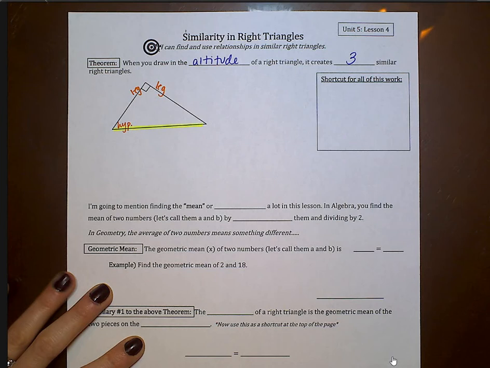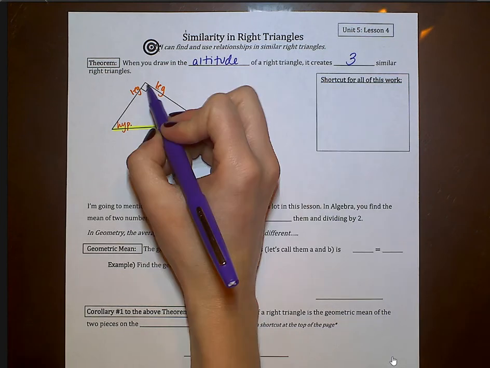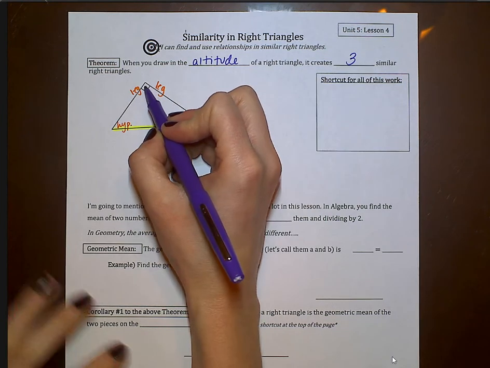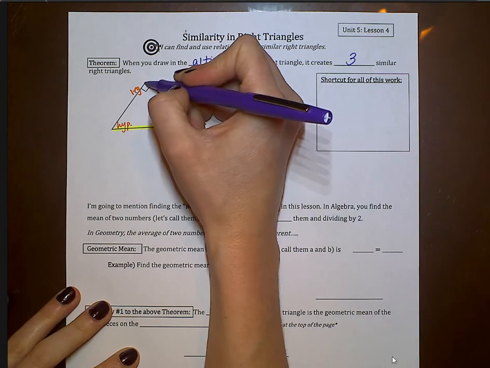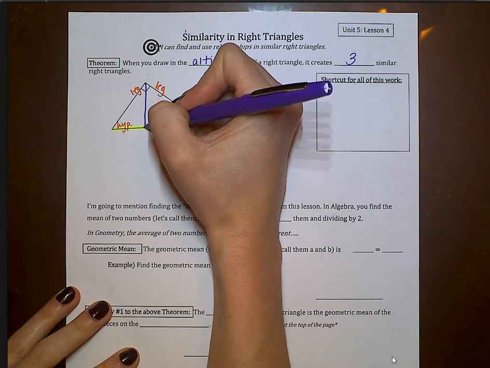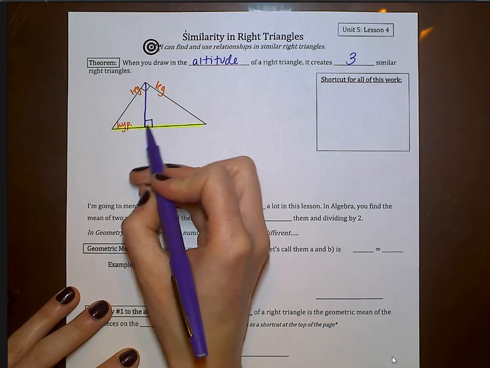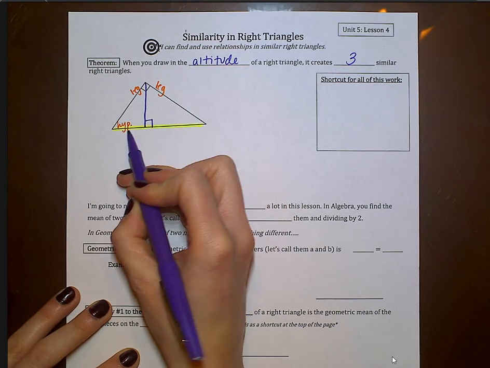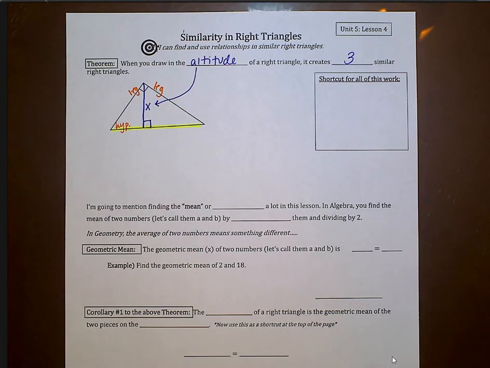Okay, to draw in the altitude, you start at the right angle, and I positioned it up top so it drops down nicely. You start at the right angle and you drop in a piece that's perpendicular to the hypotenuse. So it's going to create another right angle with the hypotenuse. That is called the altitude, and I'm just going to label it X here.